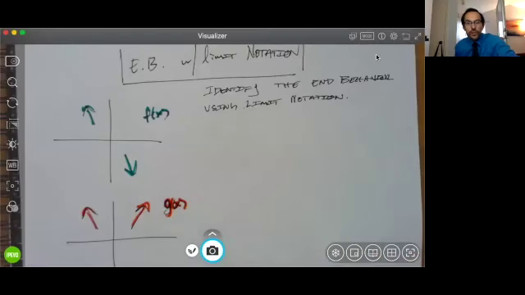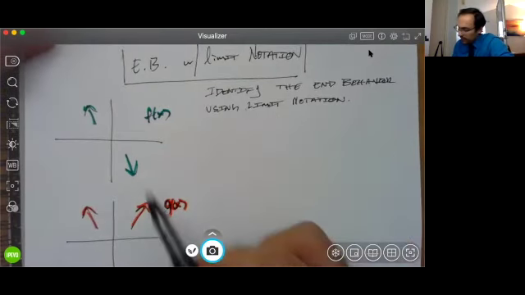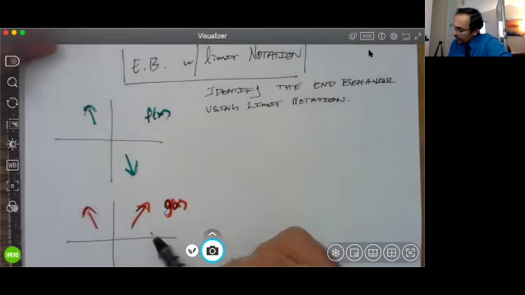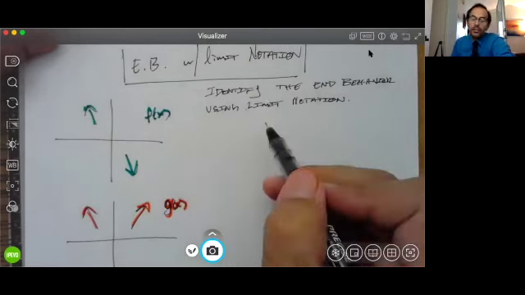All right, so let's finish off what this video was all about. The intention of this video was to explain limits and then be able to use limit notation to represent the end behavior of a function. So right here we have two functions, f of x in green and g of x in orange. It says identify the end behavior using limit notations of each of these.